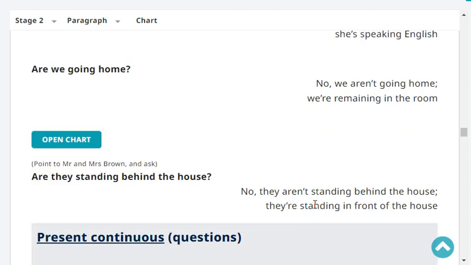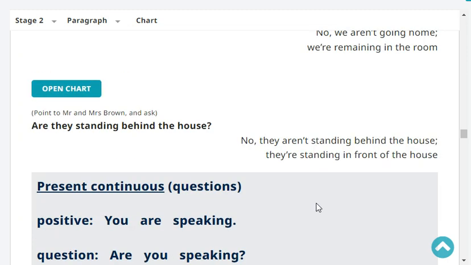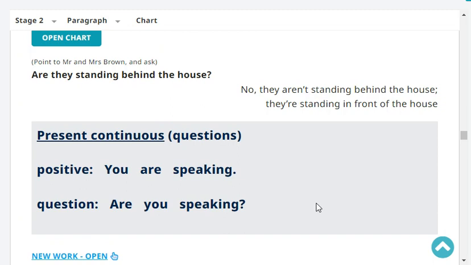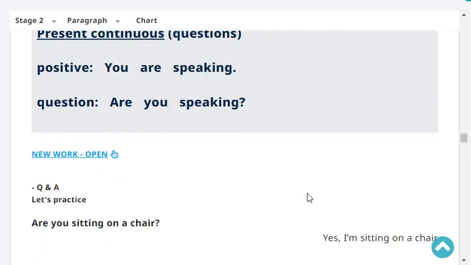Are they standing behind the house? No, they aren't standing behind the house. They're standing in front of the house. Very good. Okay, let's have present continuous question.